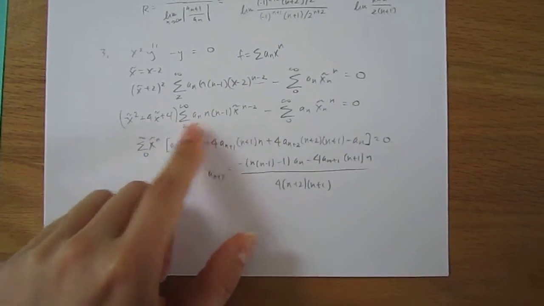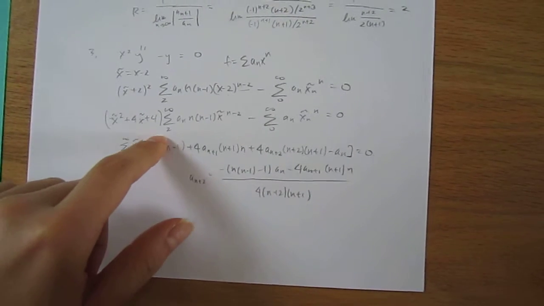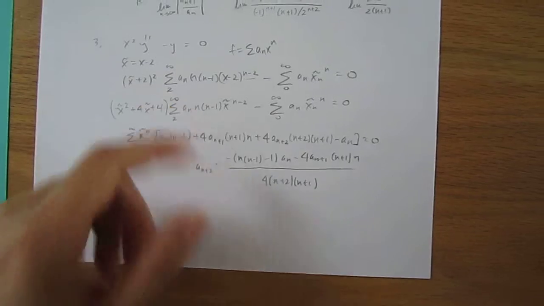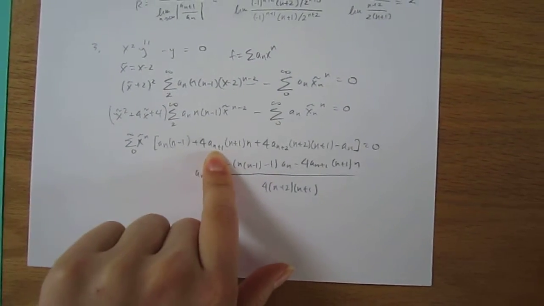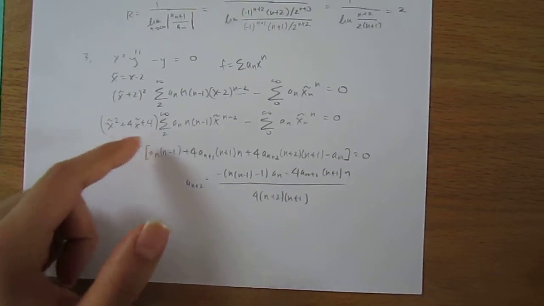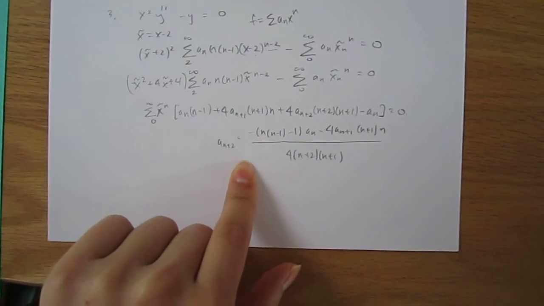Same thing for 4x times this. You'll get something x to the n minus 1, something from 2 to infinity. Use the substitution variable m equals n minus 1, and you'll get something along the lines of this. So do it for all the terms. Plug it all in. Don't worry about this term. Equate this whole thing to 0 and solve for a n plus 2, and you get this.